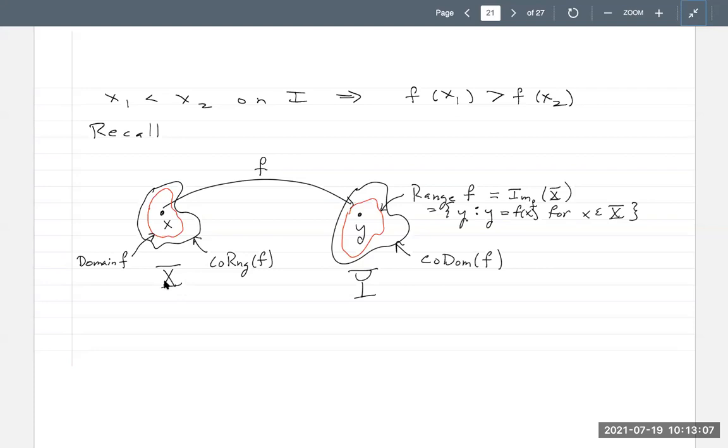So X here is called the domain of f. Y here is called the codomain of f. This red is the domain of f. It's the set of all x's for which f makes sense. And this red here is the range of f. It's the image of capital X under the mapping f, the set of all y such that y equals f of x for x being in the set capital X.